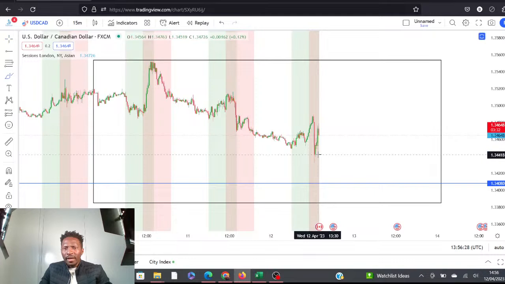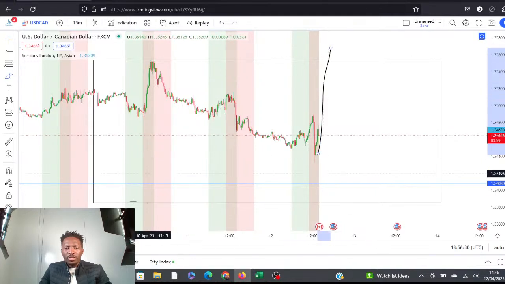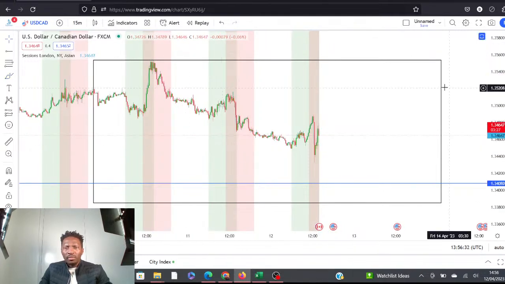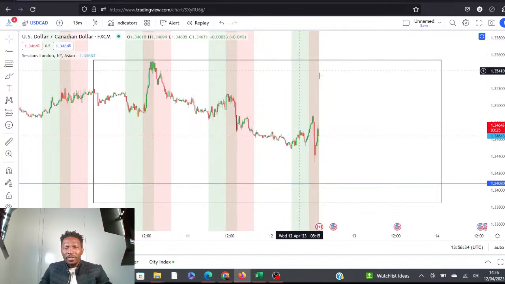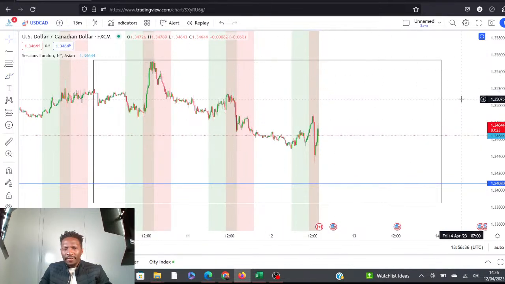We might not get a spike. The market can just head up. We can do that as well. But I think that's going to be the direction this market is going to take. But we'll see, regardless of what the news is going to be.